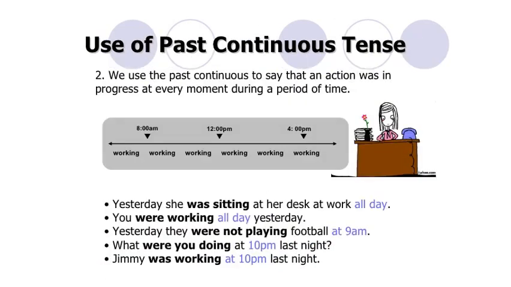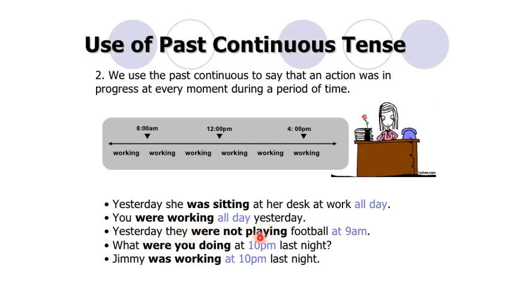We use past continuous to say that an action was in progress at every moment during a period of time. For example, yesterday she was sitting at her desk at work all day. You were working all day yesterday.